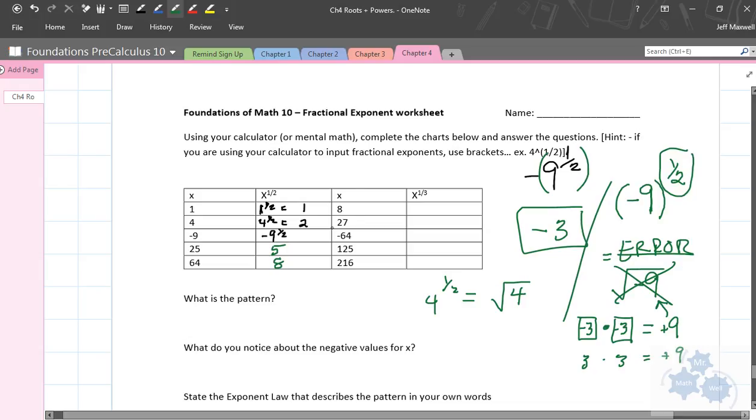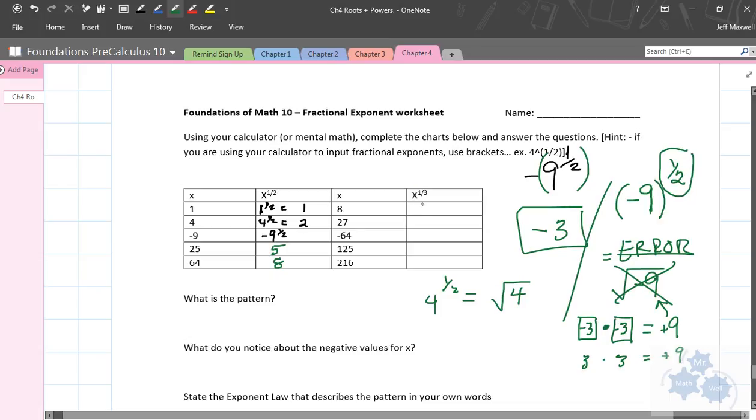You cannot do any negatives with a fraction of 1/2, no. Or, as we will find out later, any fraction that has an even number in the denominator, this also does not work. But that's a little bit later. Okay, let's work this through.